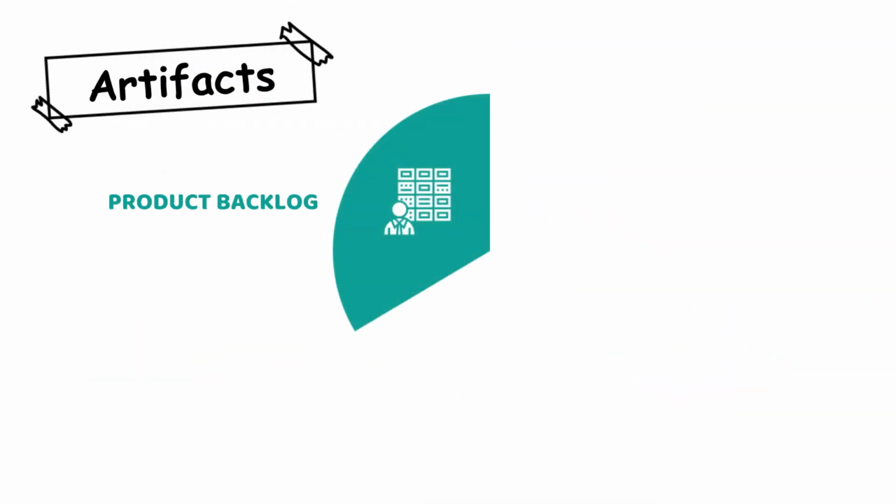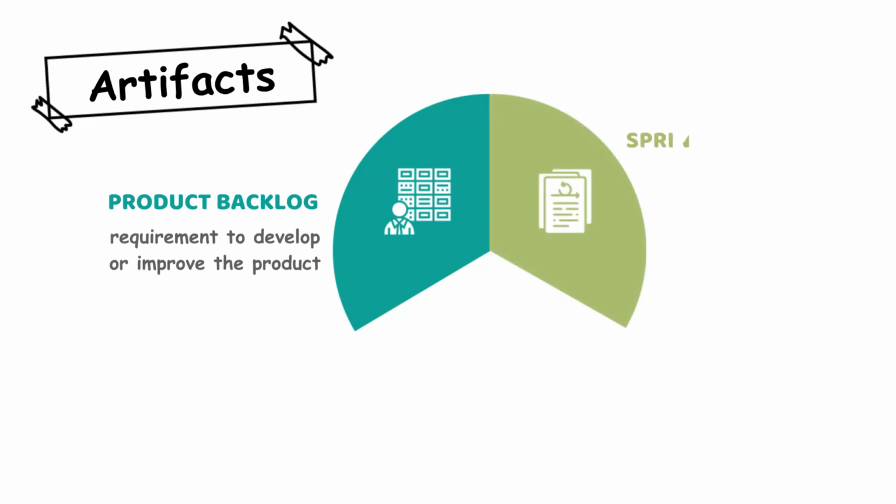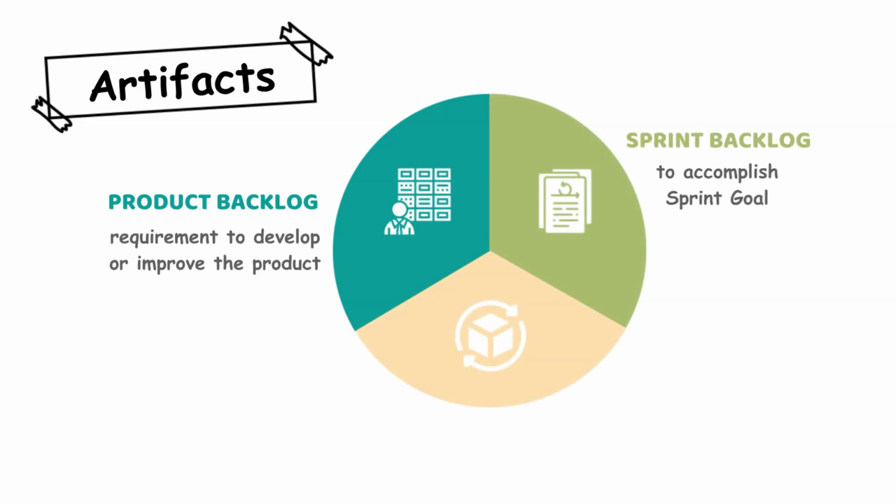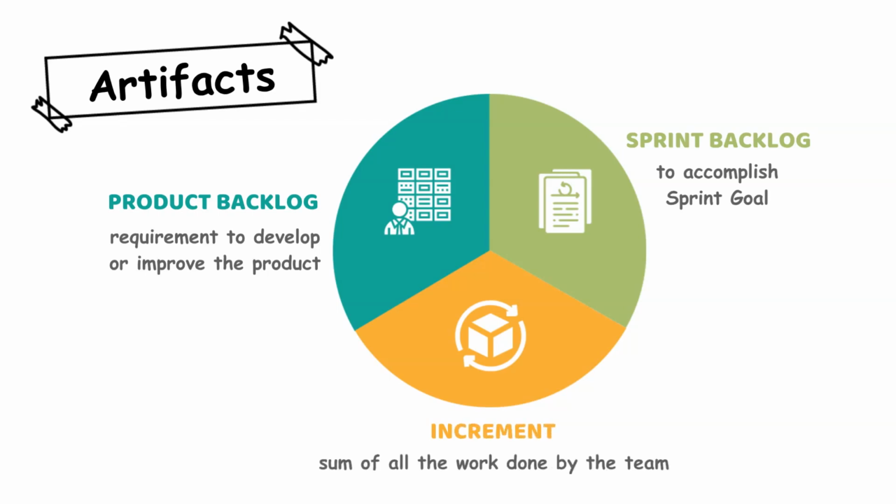Next, the artifacts. Product Backlog helps everyone, including stakeholders, to understand what's required to develop or improve the product. Sprint Backlog is a plan by and for the developers to accomplish the sprint goal. And the increment is the sum of all the work done by the team so far.